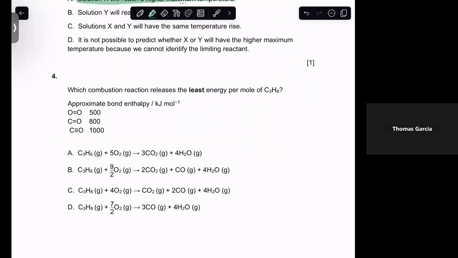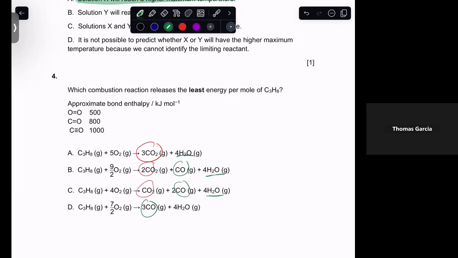Which combustion reaction releases the least energy per mole of C3H8? And we have approximate bond enthalpies. So really what we want to do is identify the differences here. You'll notice some of these reactions produce CO2, CO2, CO2, and some of them produce carbon monoxide, CO, CO, CO. And that's kind of the main difference here. We always get the same amount of water, and we're always using some oxygen.